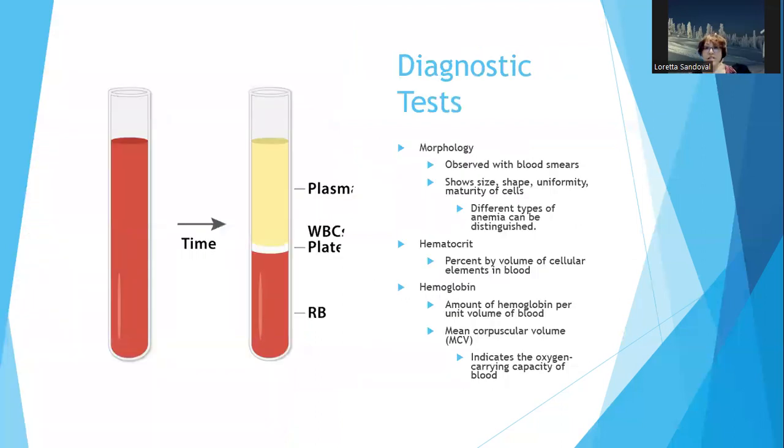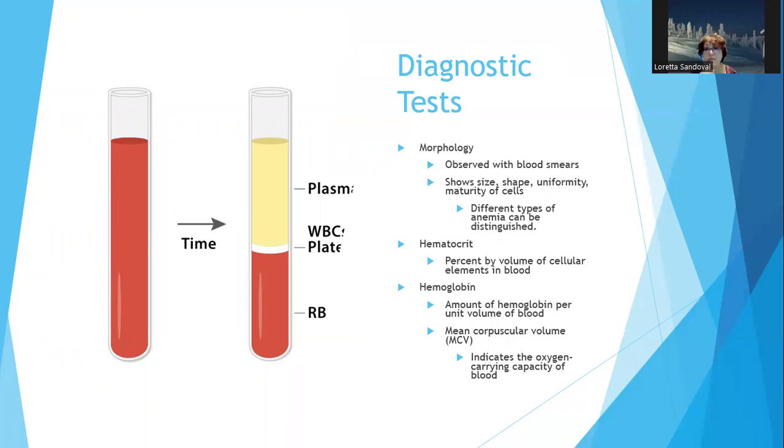The morphology is observed with blood smears. So they smear the blood on a slide and look at it under the microscope, and you look at the size, shape, uniformity, and maturity of cells. Different types of anemia can be distinguished with a morphology test.